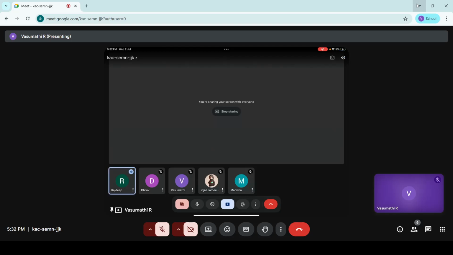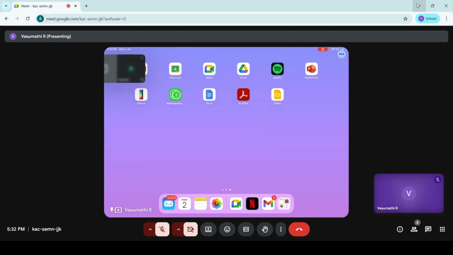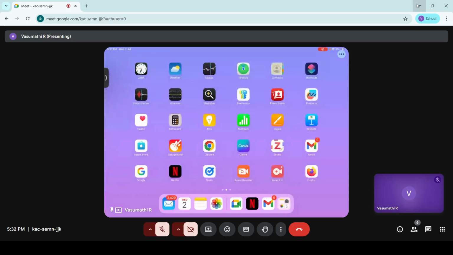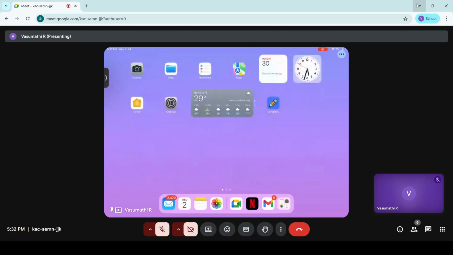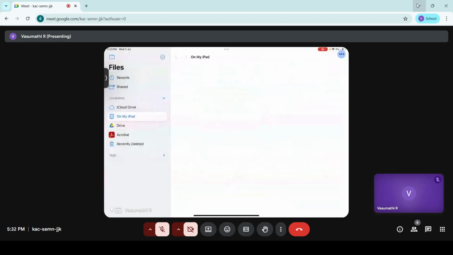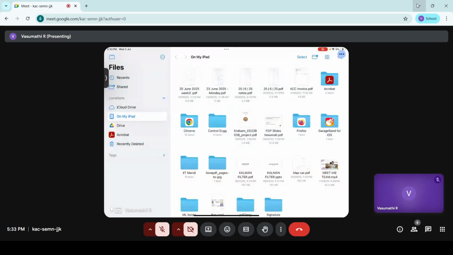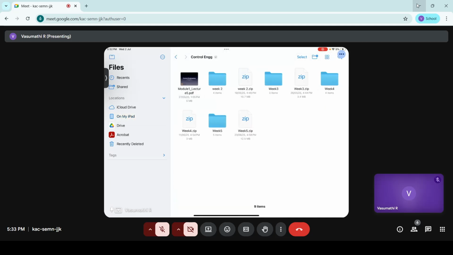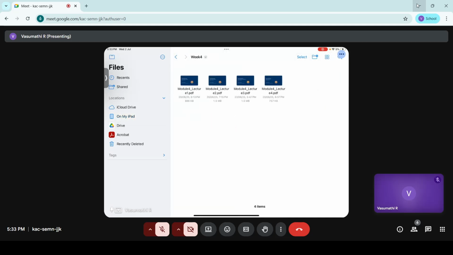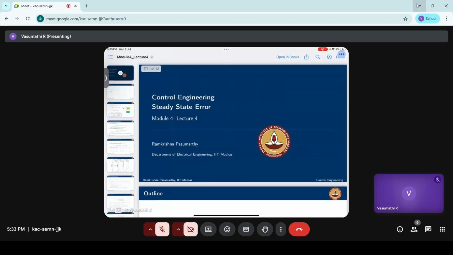Ma'am, can you please address the concept of steady state error? Steady state error you want to revisit. Okay, fine. We can.